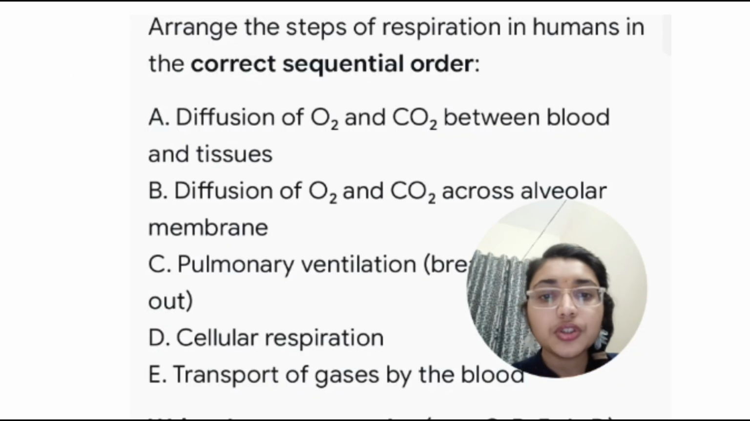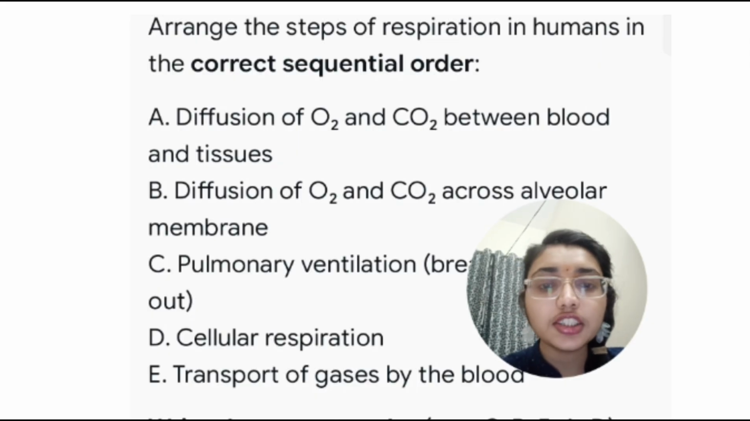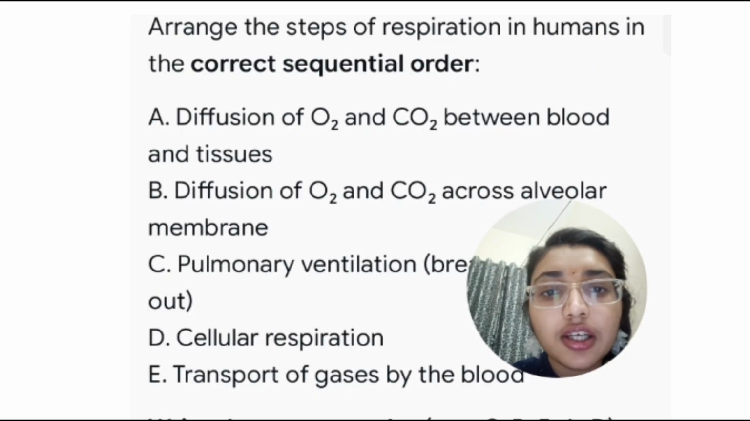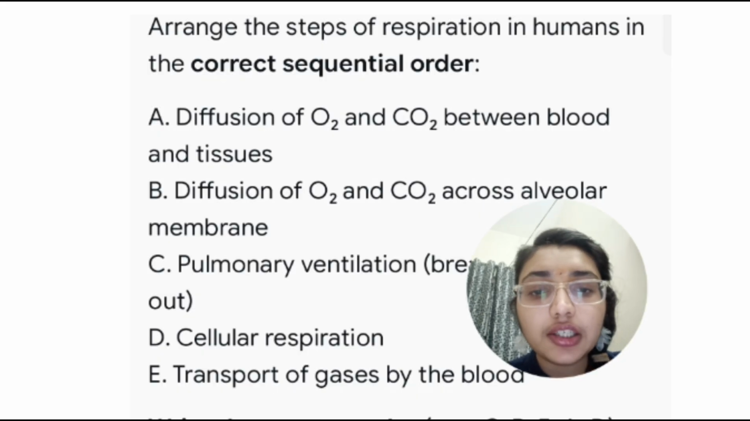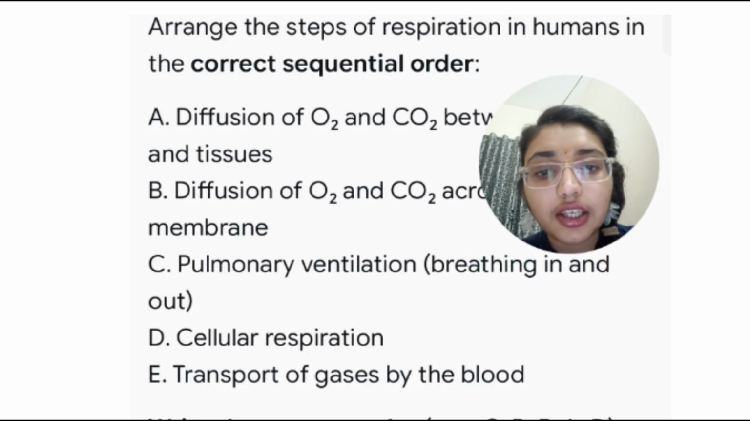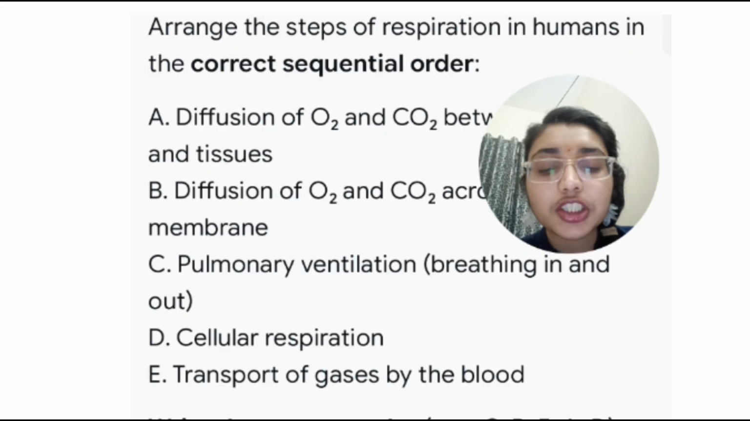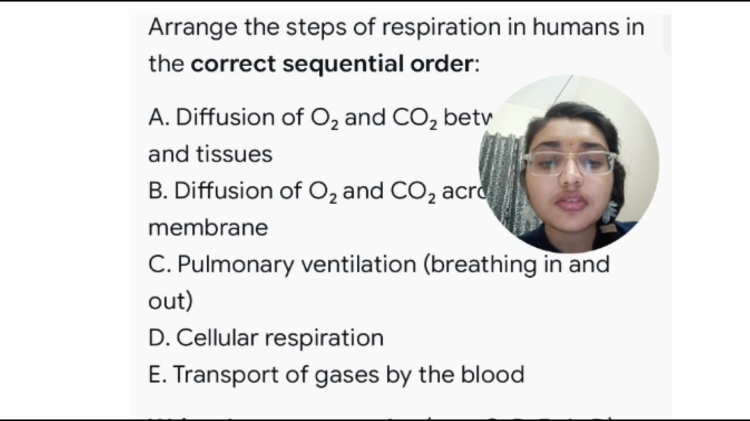So here this question is we have to arrange the steps of respiration in human in the correct sequential order. First is diffusion of O2 and CO2 between the blood and the tissues, diffusion of the O2 and CO2 across the alveolar membrane, pulmonary ventilation, breathing in and out. D is cellular respiration, and E is transport of the gases by the blood.